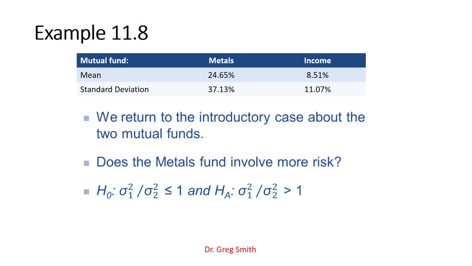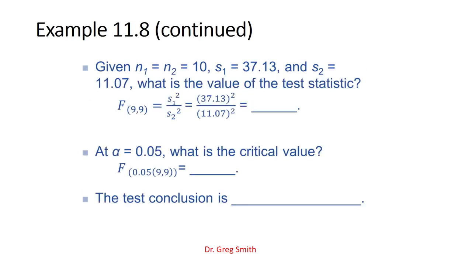So for this problem, we have a whole bunch of data. Both are equal sample size, both at 10. The sample variance for the first is 3713. We've seen that before. The other is 11.07. I believe we've seen that. We can actually square each and get a statistic. That's 11.25. Pretty simple math.